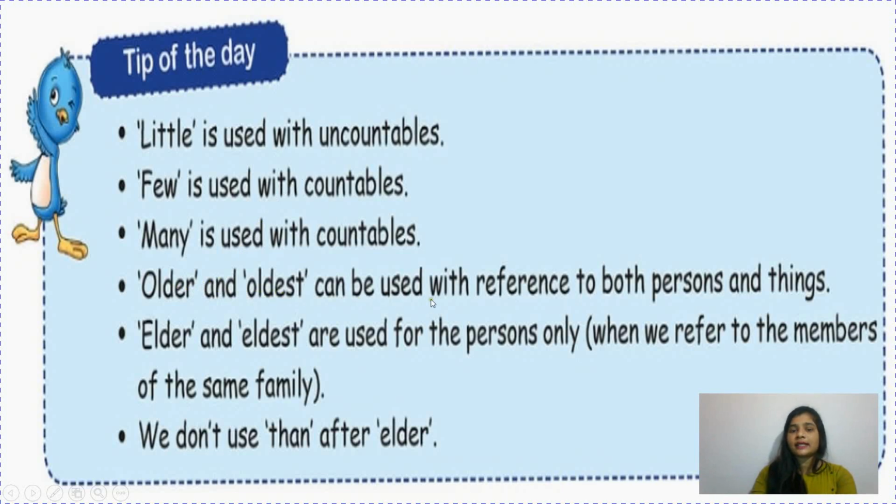Older and oldest can be used with reference to both persons and things. How, I am telling you. When you are talking about your own siblings, then you will say she is your elder sister. Fine, she is elder to you. But when you are talking about some other person who is not your own brother or sister, then you will say she is older than me. Fine, she is the oldest in the class. Okay, the oldest thing, like this.